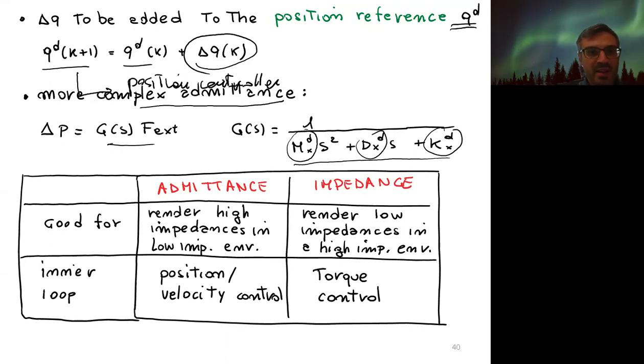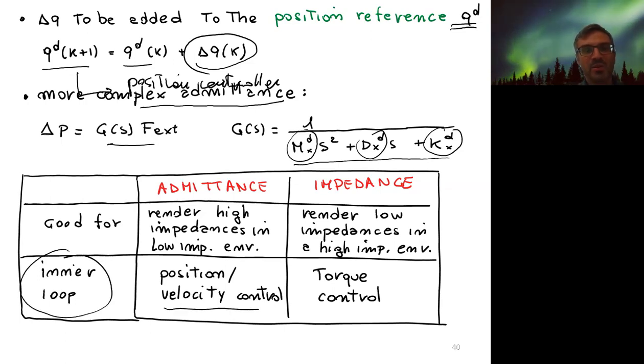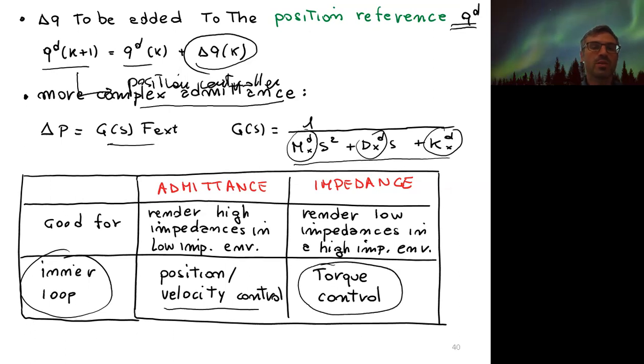The peculiarity is the inner loop that discriminates them. In the case of admittance, you have a position or velocity control, while in the case of impedance, you have a torque control as an inner loop. Okay. Do you have any question?